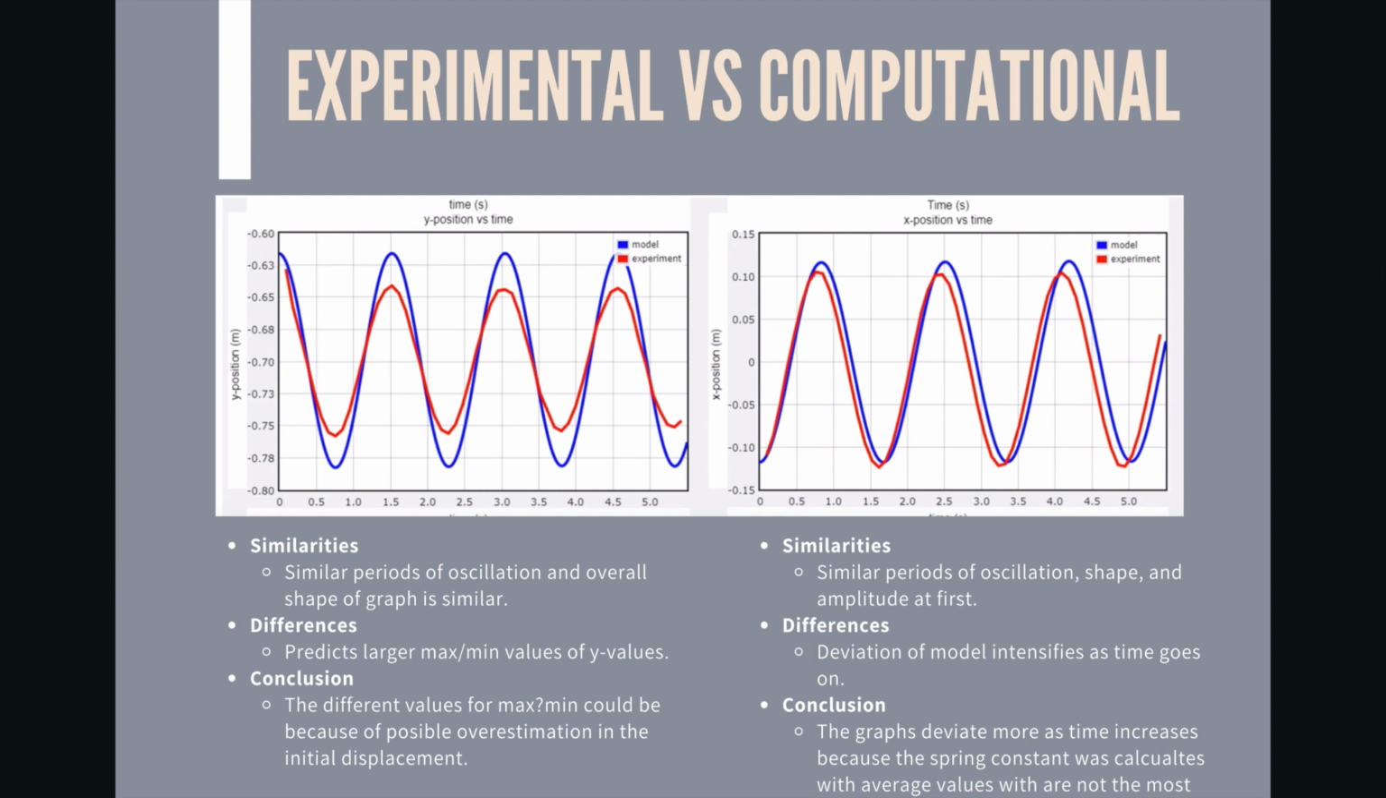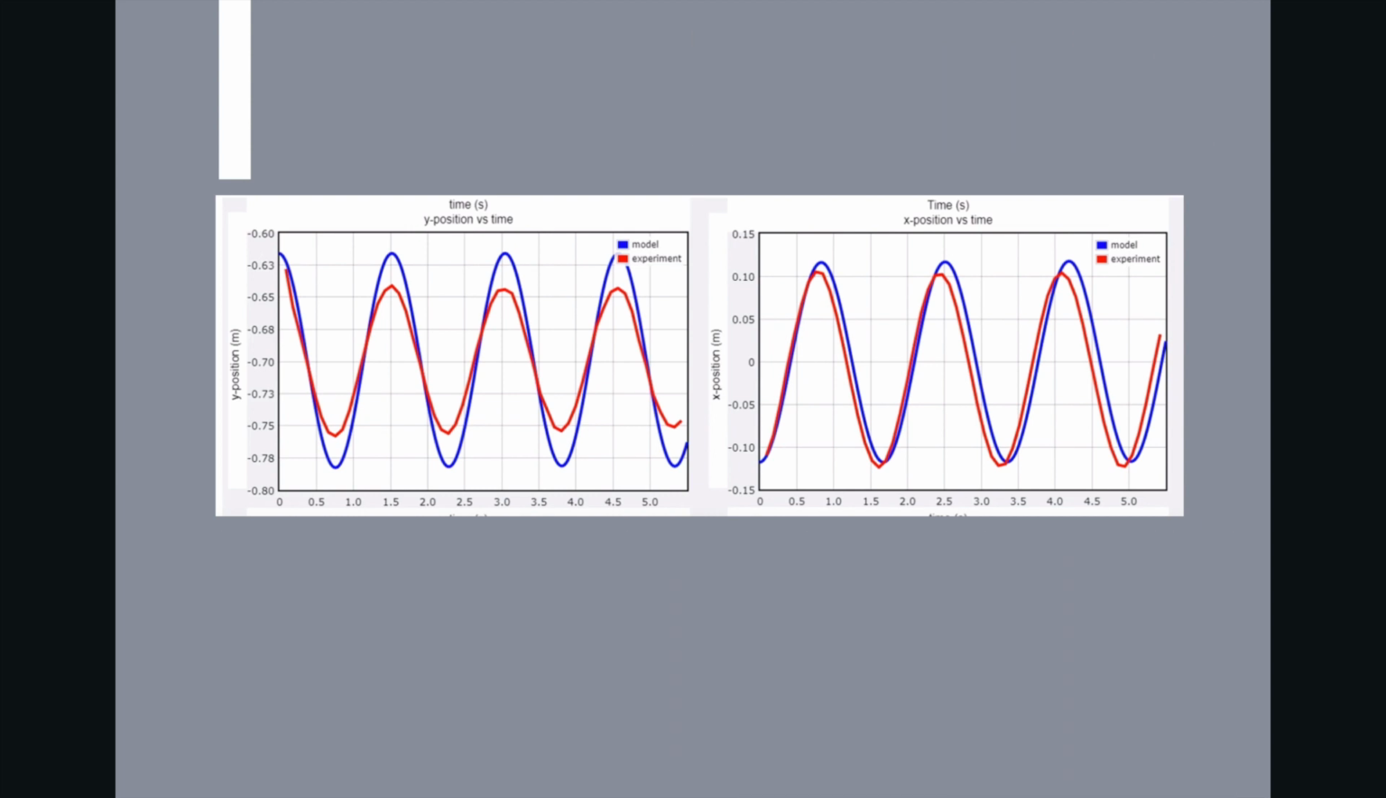Now for this other one, the similarities are that there are similar periods of oscillation, shape, and amplitude at first. The difference is that the deviation of the model intensifies as time goes on. And as a conclusion, we can say that the graphs deviate more as time increases because the spring constant was calculated with average values, which are not the most accurate. So these are the similarities and differences these two graphs have with the experimental ones that we had before.